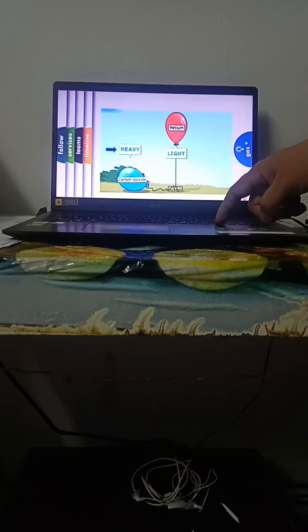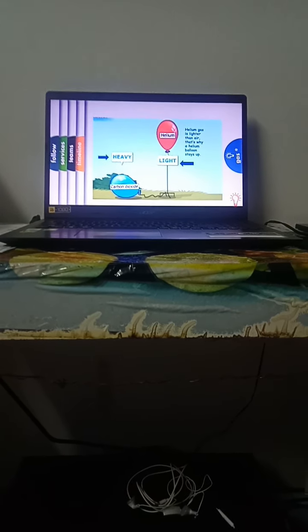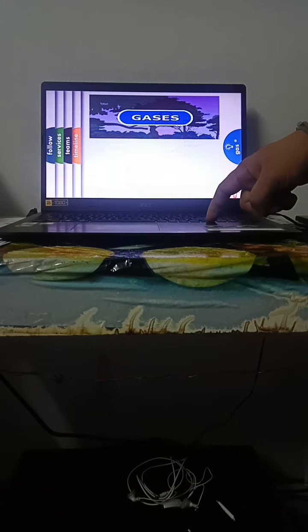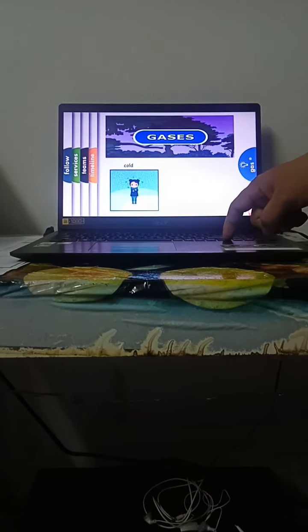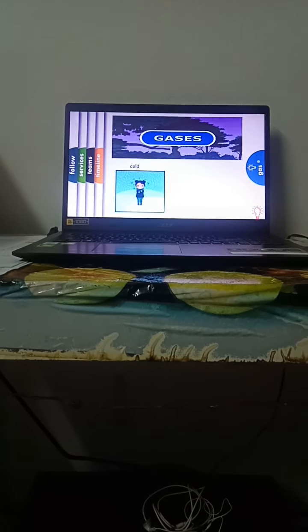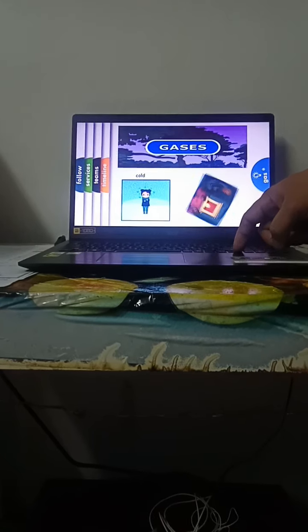A gas can be heavy or light. A gas called helium is lighter than air. That's why a helium balloon stays up. It can be cold. When you go out on a winter day, you can feel the cold air. And when you come in, you can feel the warm air.